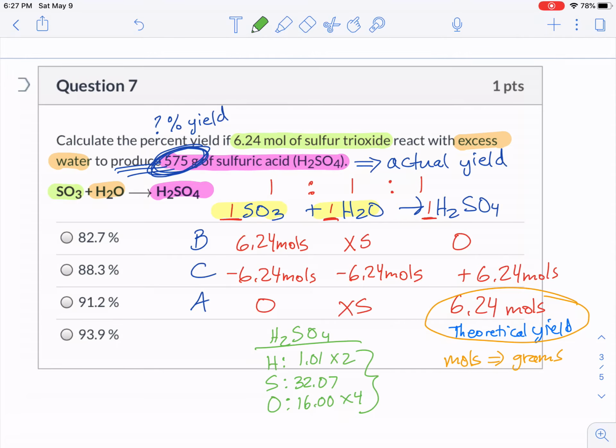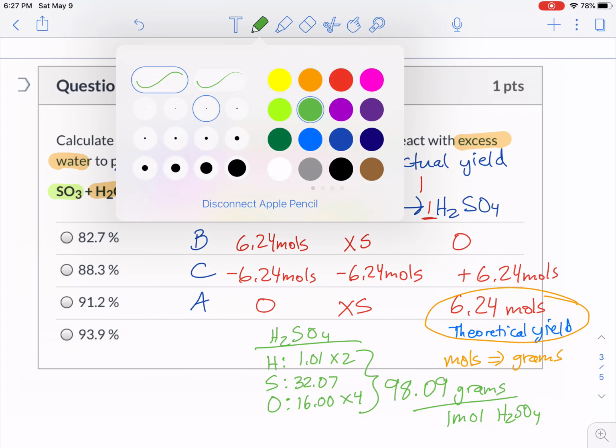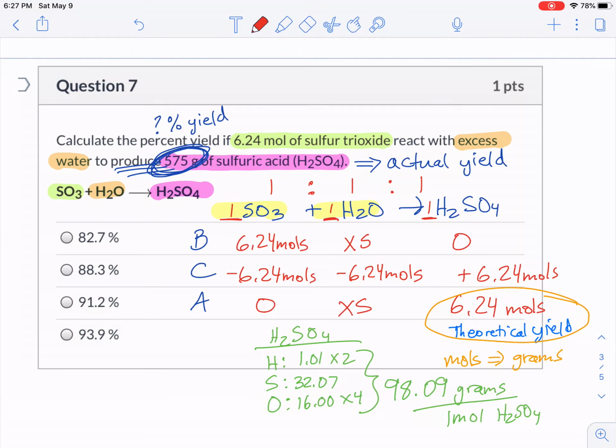Okay, what did you guys calculate? Did you do it with me? I hope. 98.09 grams for every 1 mole of sulfuric acid. That is called our molar mass. Now we're going to take this information and transfer it over here. We're going to use that relationship so that we can calculate how much our theoretical yield is in the units of grams. So we've got 98.09 grams in every 1 mole. I know that theoretically I can produce 6.24 moles.